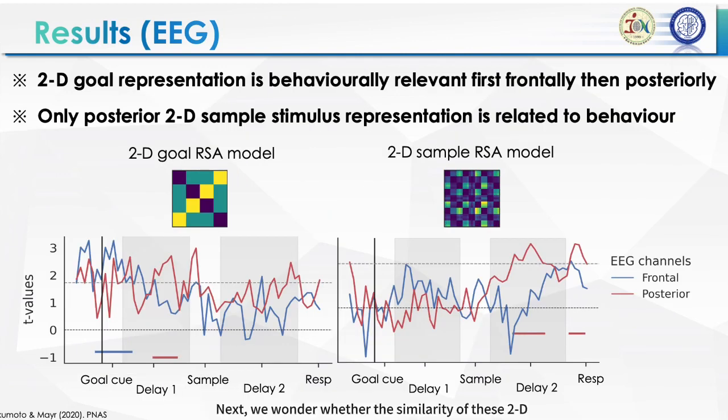Next, we wondered whether the similarity of these 2D neural geometries with the hypothesis ones would predict memory performance. So we used a representational similarity-based multiple regression approach to assess the relationship between these neural geometries and the trial-wise variations in memory error. So for Go geometries, which is on the left, behavioral relevance arose first at frontal channels, denoted by the blue line, and cascaded to posterior site at the end of the first delay. And for sample stimulus, only the 2D structure within the posterior activities predicted behavior.